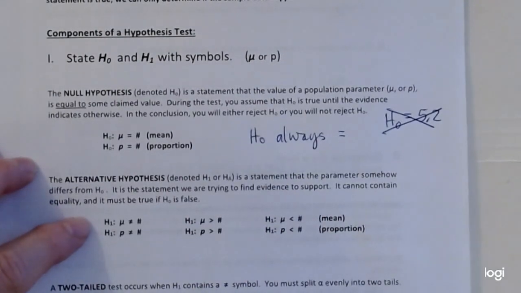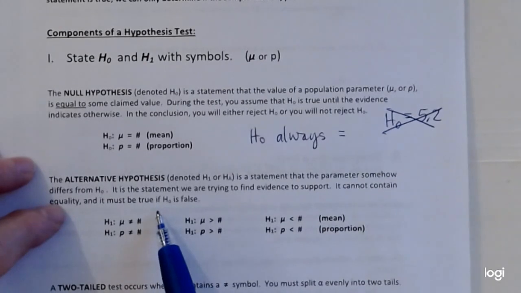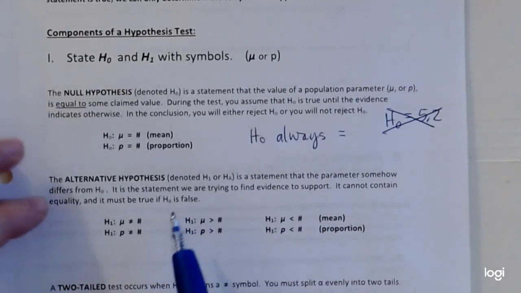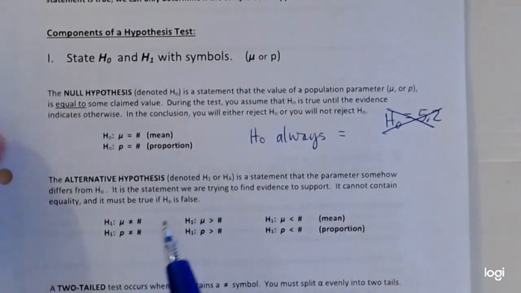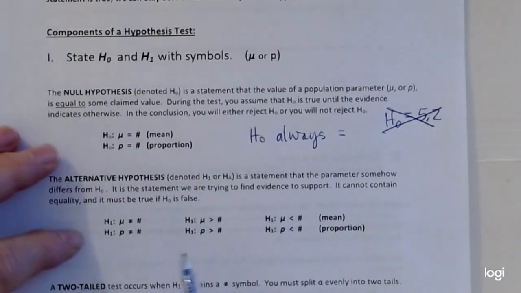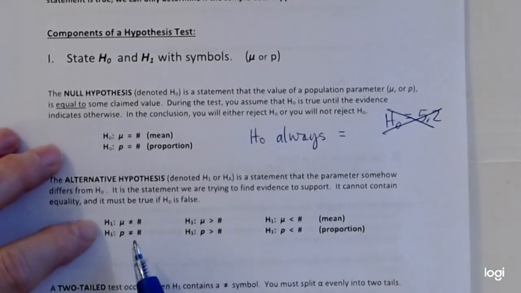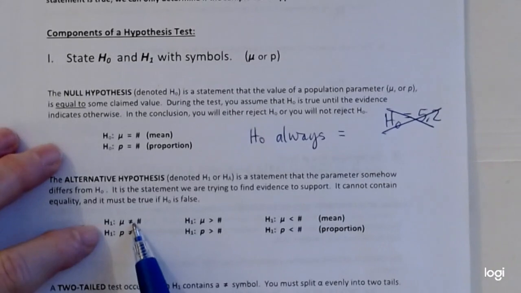It cannot contain the equal sign, and it must be true if H0 is false. They are mutually exclusive. You can't kind of sort of have both of them be true. So these are various ways that H1 can look.